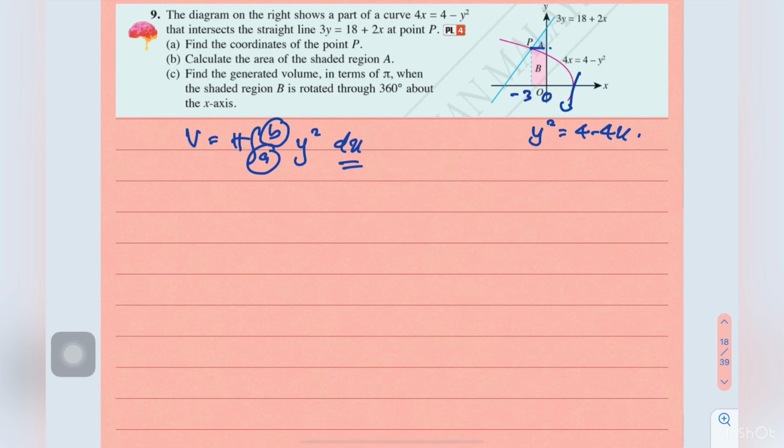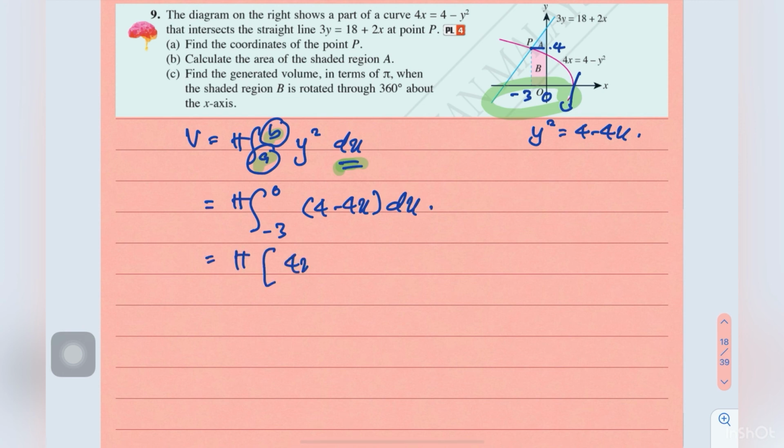Here a and b are values of x, so we need to use the values of x. From question 9a, the limits are negative 3 and 0. So we substitute: lower limit is negative 3, upper is 0, y squared is 4 minus 4x dx. Then we integrate: 4x minus 4x squared over 2, from negative 3 to 0.